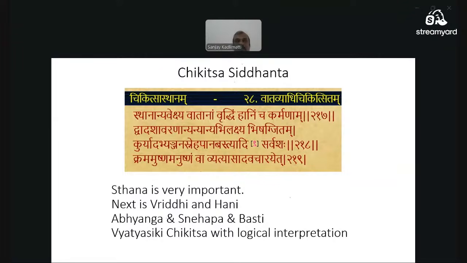If Vata karma is Hani, Avaraka is strong. If Vata karma is Vriddhi, Avrita Vata is strong. Dvadasha Avaranani Anyani Abhilakshya Vishajjitam. These 12 Avaranas, the first ones being Pitta, Kapha, Anna, Rakta, Mamsa, Meda, etc. You have to understand them by abhilaksha. Kuryat Abhyanjana Snehapana Bastyadi Sarvashaha: Abhyanga, Snehapana, Basti.